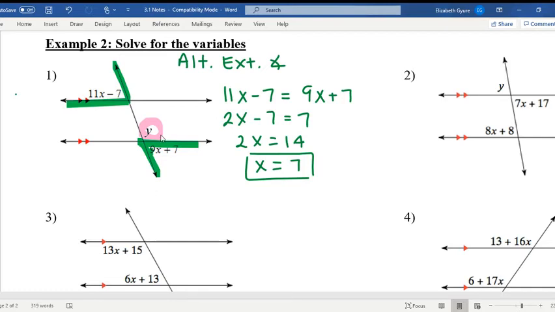But if you look at y, does that look acute? No, that looks obtuse, right? Okay. So that means it's not going to be equal to the other ones. Instead, it's going to be supplementary. This is actually making a little linear pair here. So if I know that x is 7 and I want to find y, what could I maybe do with 7 to help me solve for y? Ethan?